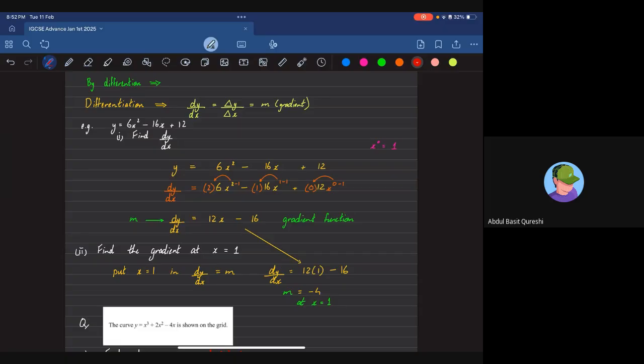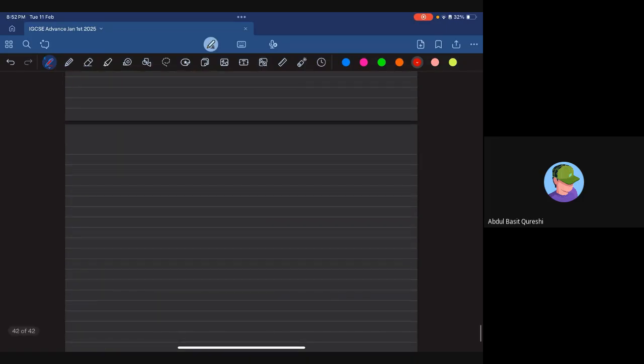So, you use differentiation to calculate the gradient at any given point. Let me draw a curve.